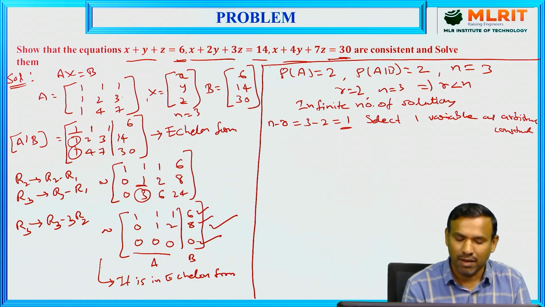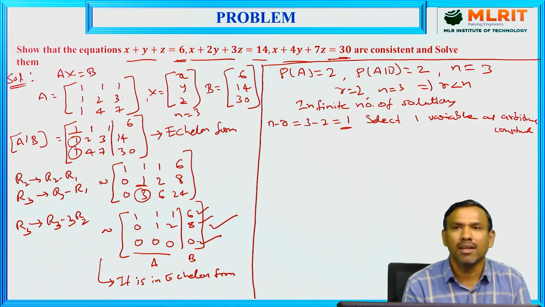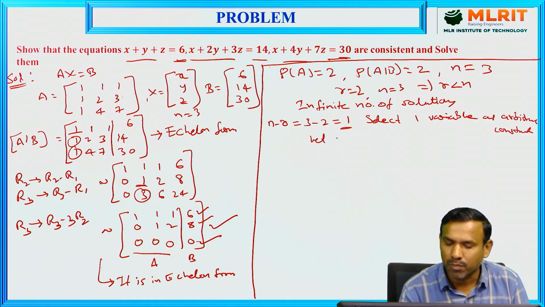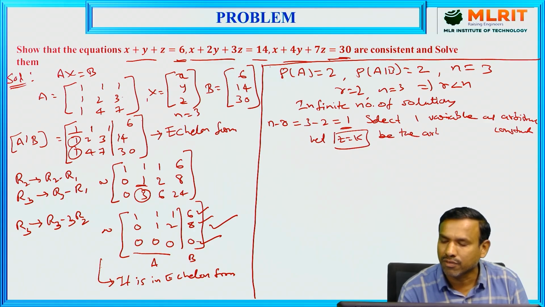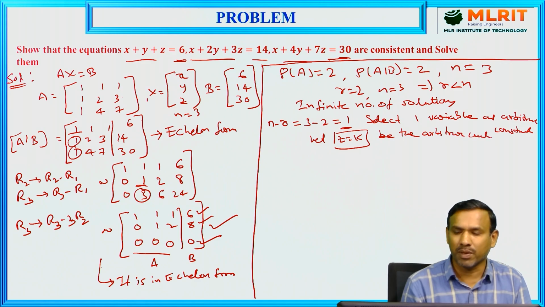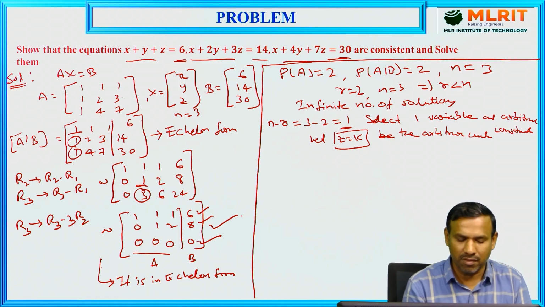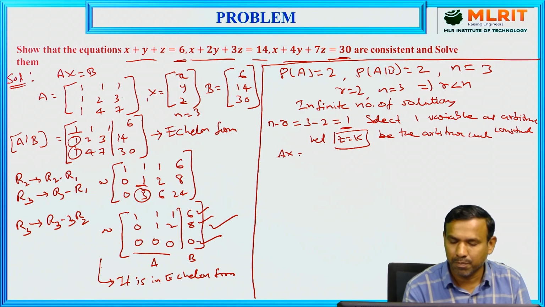Suppose I am taking one variable; generally the third row is missing, so you can take Z is equal to K. But there is no rule, you can take X is equal to K or Y is equal to K. Generally, since the last row is missing, let Z is equal to K be the arbitrary constant. Like in the previous methodology, I am writing directly AX is equal to B, A multiplied with X.